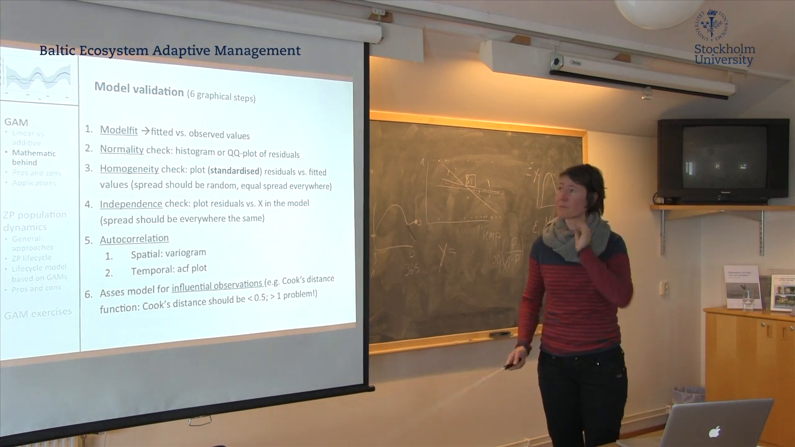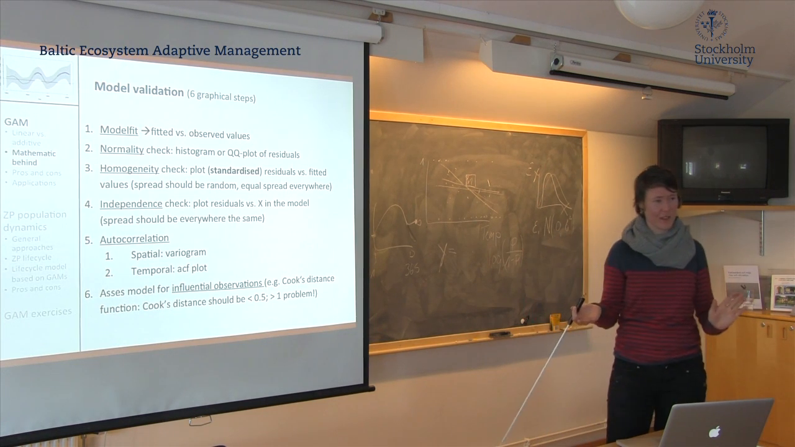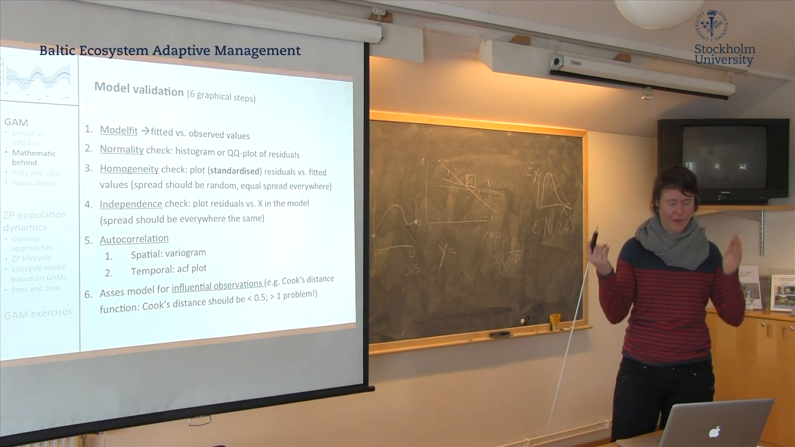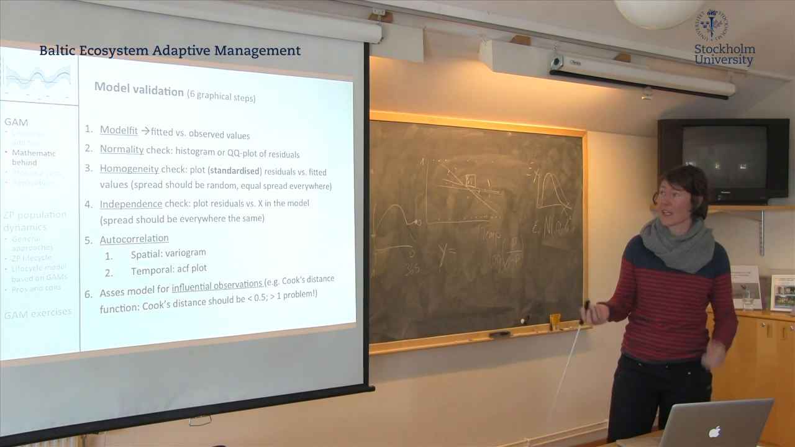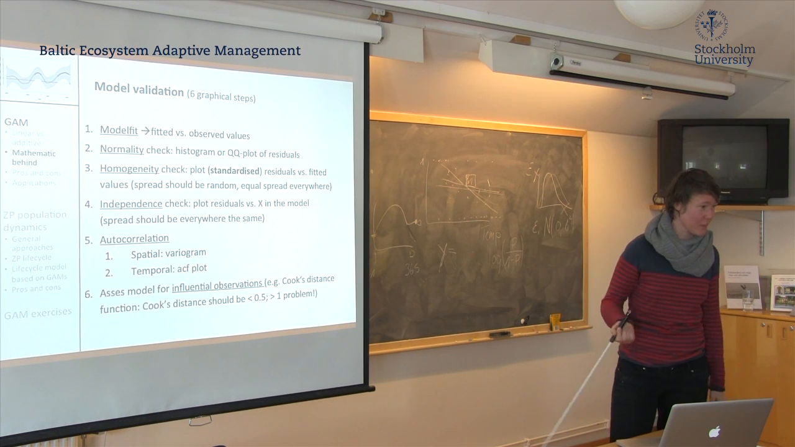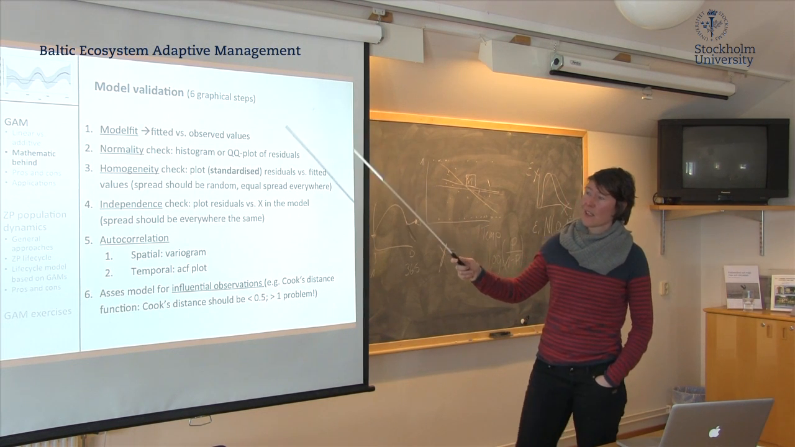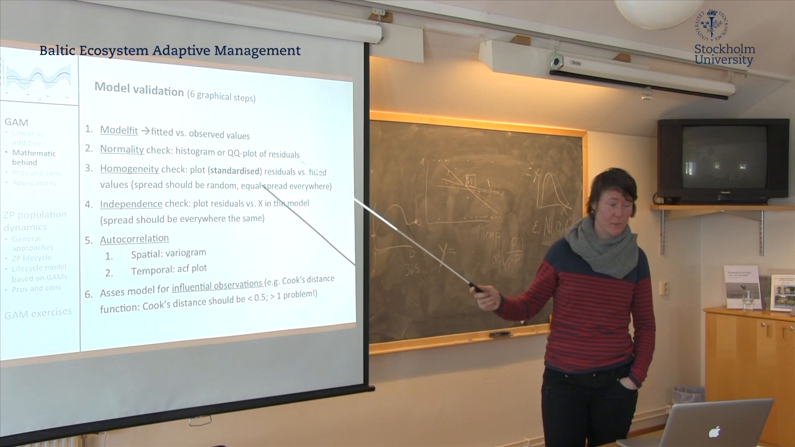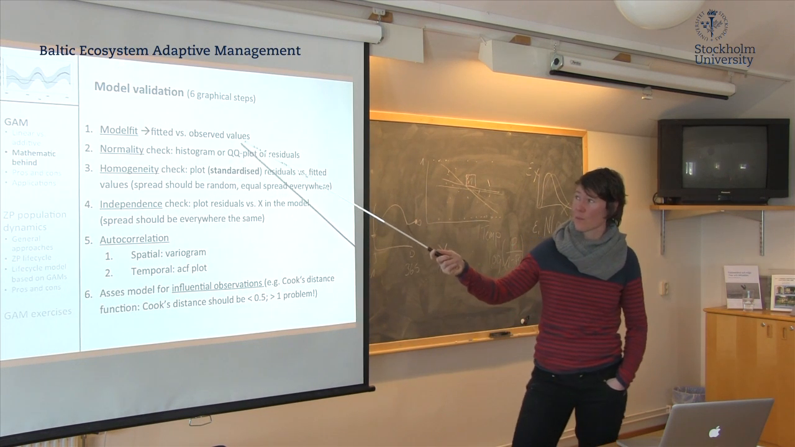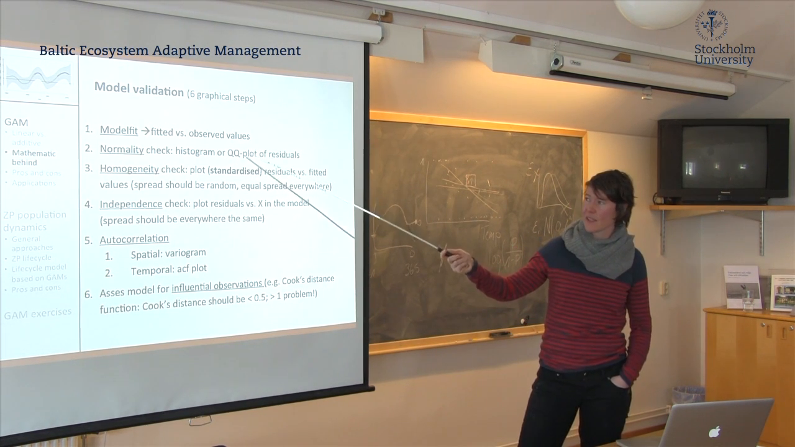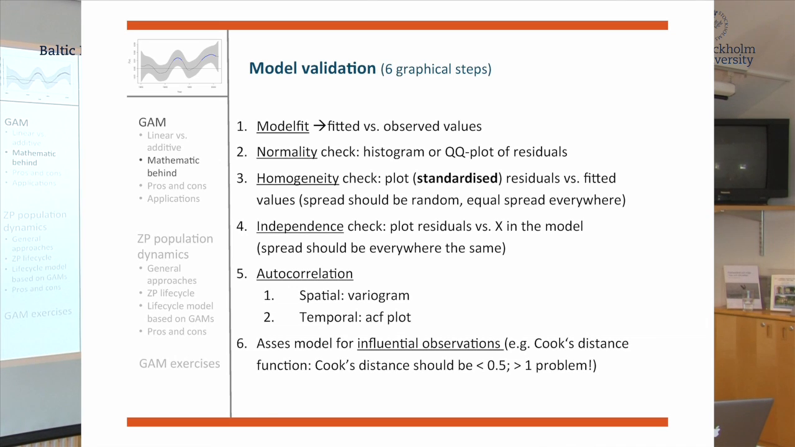Once you have done all your models and your model selection, you come up with one model you think looks great. You have to validate your model, and there are 6 steps you have to do. One is you want to check if the model fit is good. You do this by plotting the fitted versus the observed values. Secondly, you want to check if your normality assumption is right, which, as I said, you can do by a histogram or a QQ plot. It's not that important. More important is homogeneity.